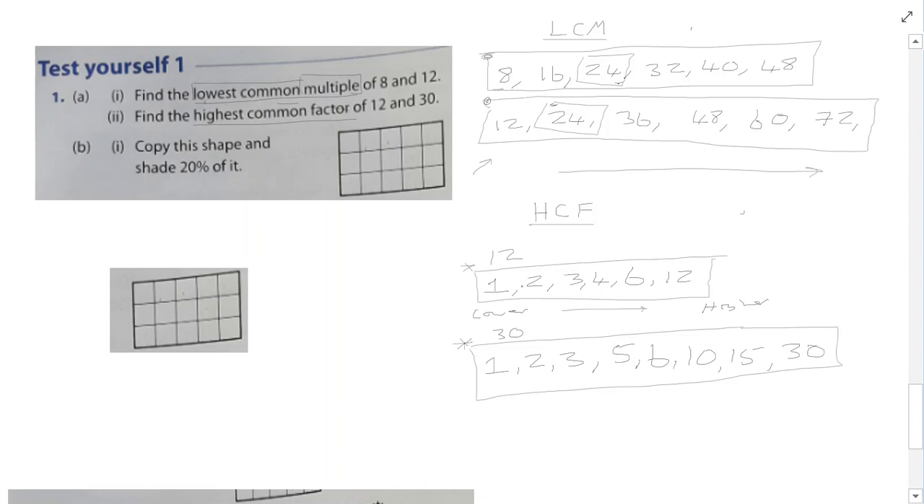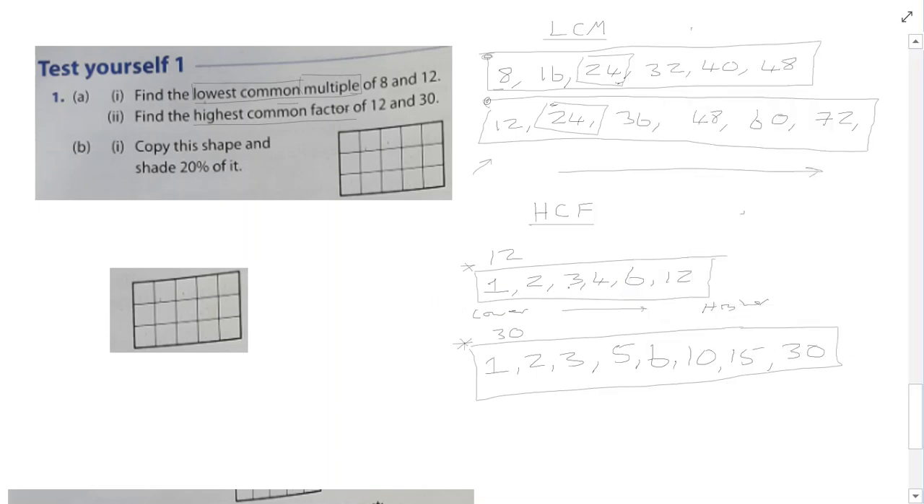So if we think about this, we have 1 and 1 is common. Is there a number that's bigger than 1 that's common? 2 is common, it's bigger. Is there a number bigger than 2 that's common? 3 is common to both. Is there a number bigger? 4 is common. 6 is common. Okay, so 6 is common.